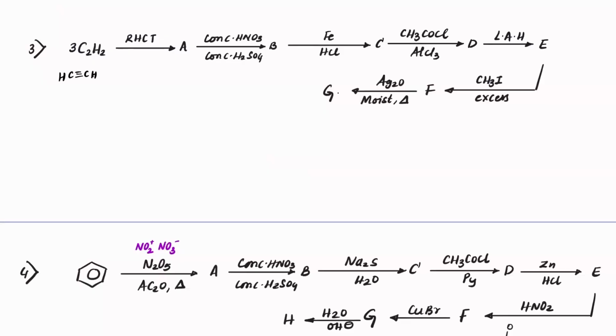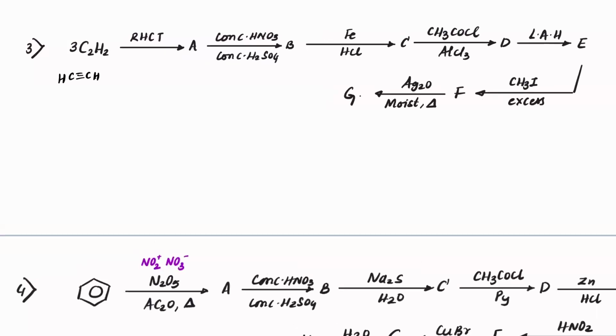Okay, if you have not written it, just write along with me. First, write down 3 moles of acetylene. 3 moles of acetylene with a red hot iron or copper tube. What do we get? The red hot copper tube will generate benzene. Then continue writing this arrow. What will you get? Concentrated HNO3 will make it into nitrobenzene. This is a nitration step.